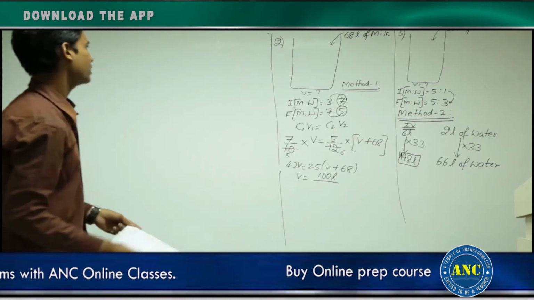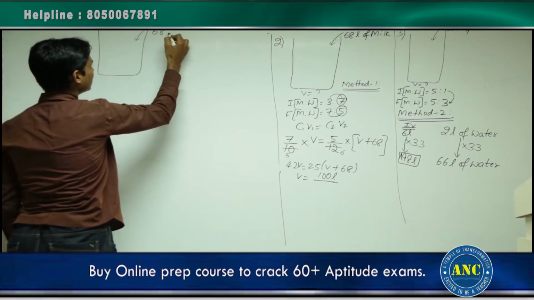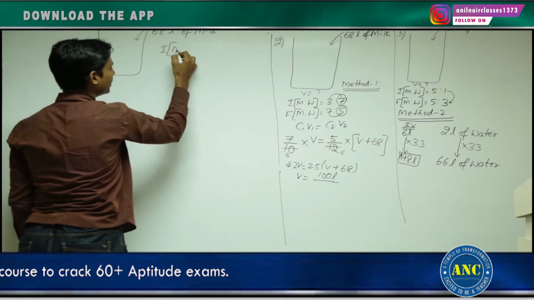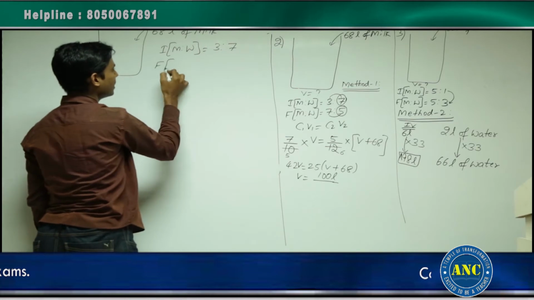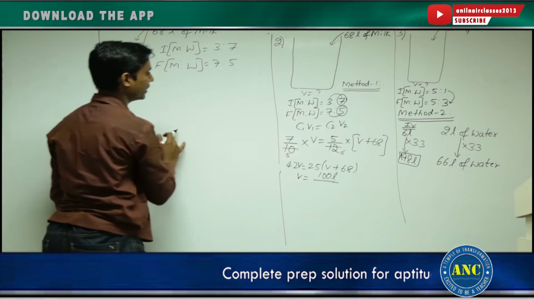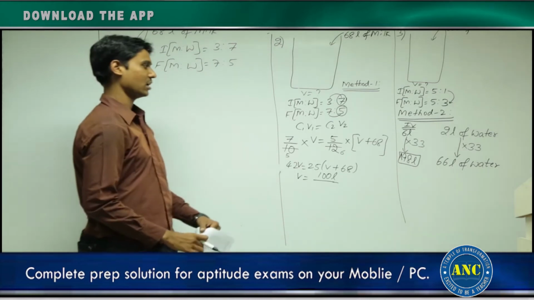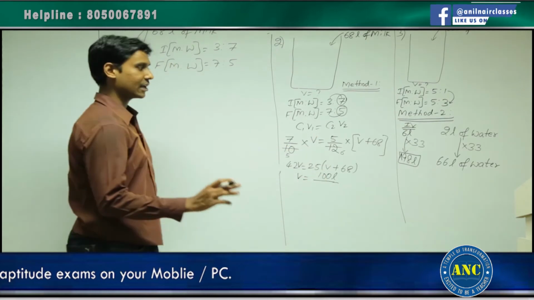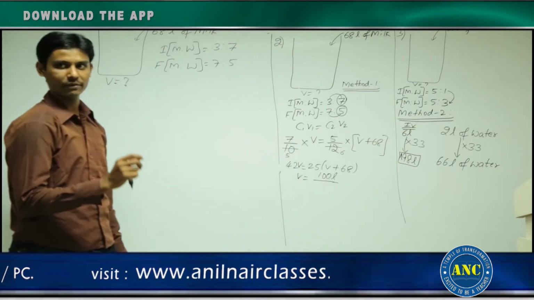What is your second question? Your second question says 68 liters of milk is added to the initial milk and water ratio of 3:7, so that the final ratio of milk and water will become 7:5. Final ratio will become 7:5. What is the initial volume? That is your second question. We solved by using variables. We got it as 100 liters. Let us solve by using method 2, which is by usage of ratios. Let us check whether we will get the same answer.